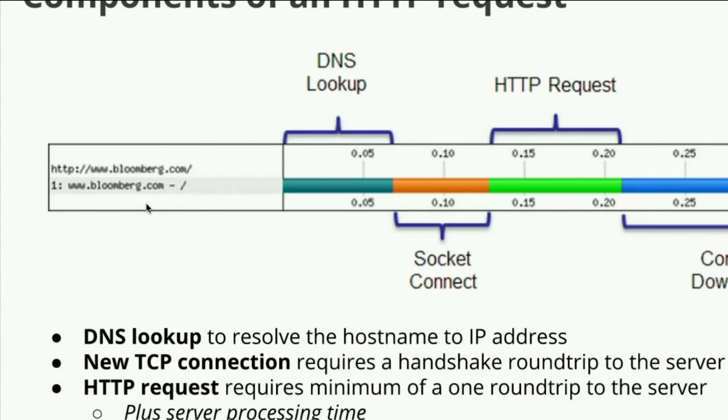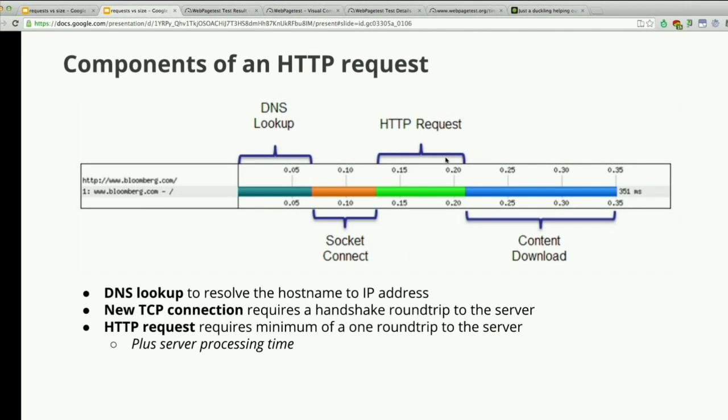All right. The components of an HTTP request. There's a few things going on. In this example, we are just loading Bloomberg.com. First up, we have to do a DNS lookup. We do that, we get back the DNS information, we do a socket connect. This is the TCP handshake. We're saying, hey, I want to talk to you. Then we make the request, and once the server replies, we actually download the data. So here's where we are actually getting back the data of what is at Bloomberg.com.